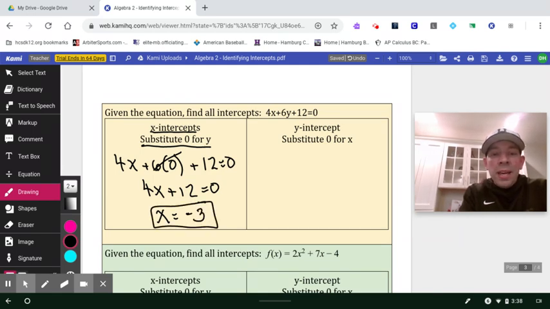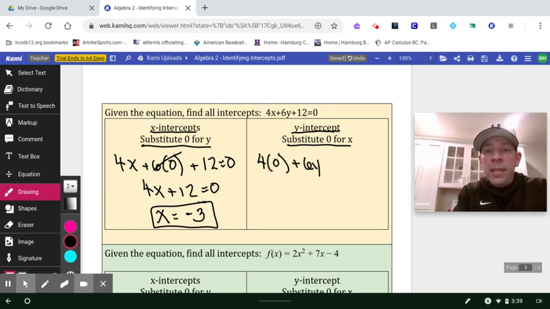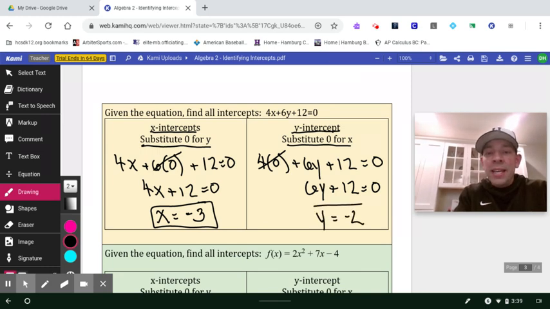Bingo. And again, I'm really willing to bet that you felt totally comfortable doing all of that in your head. I'm okay with that. Now let's find the y-intercept. We're just going to substitute the 0 for x. So we got 4 times 0 plus 6y plus 12. We know these are going to cancel. So we've got 6y plus 12 equals 0. We could subtract the 12, divide by 6. And again, if you feel comfortable doing that in your head, feel free to do so.